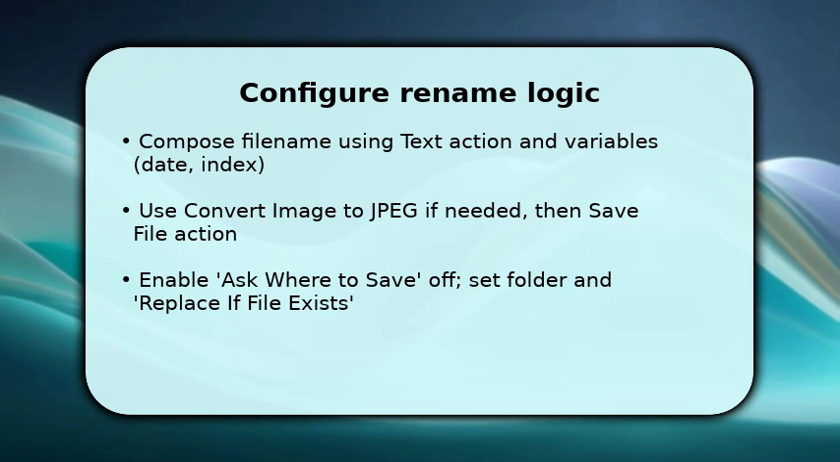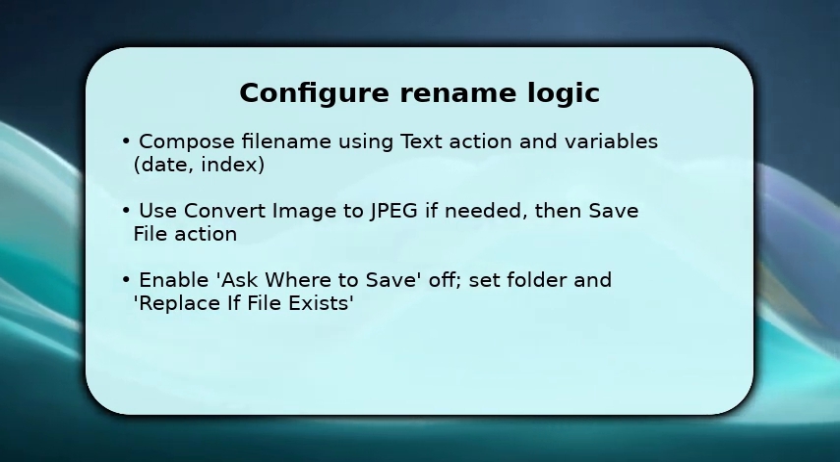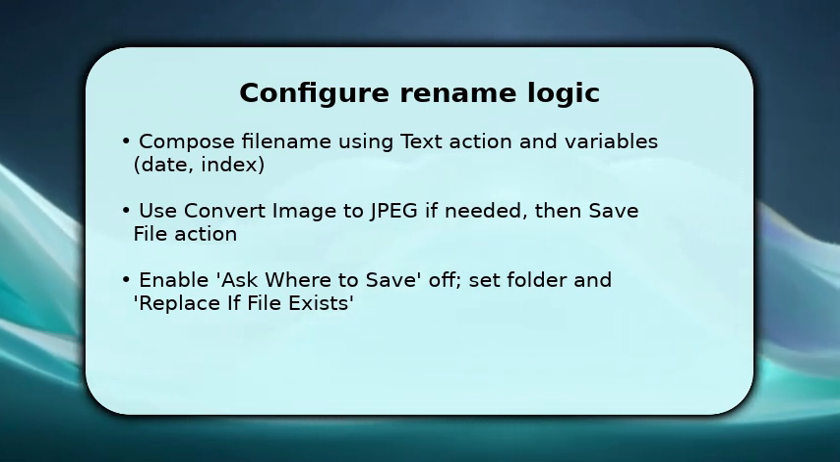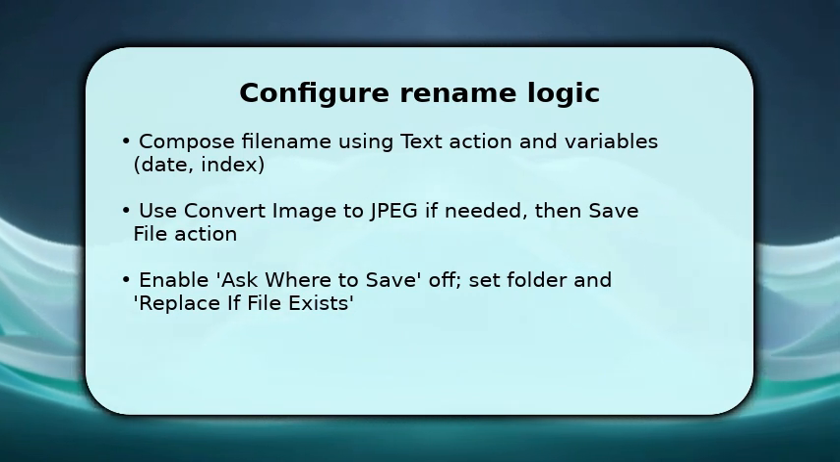Convert image to JPEG if the original format causes conflicts, then feed the result to Save File, pointing at the iCloud/files folder and enabling replace if file exists. This outputs a file with your chosen name.